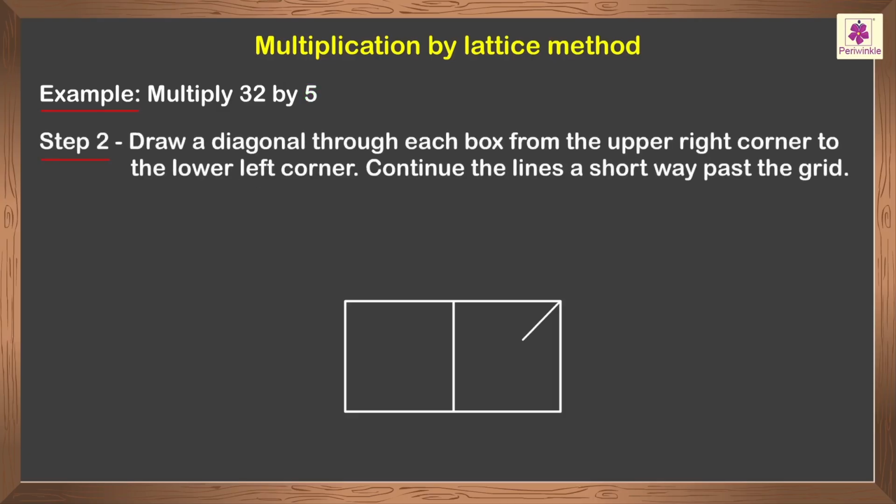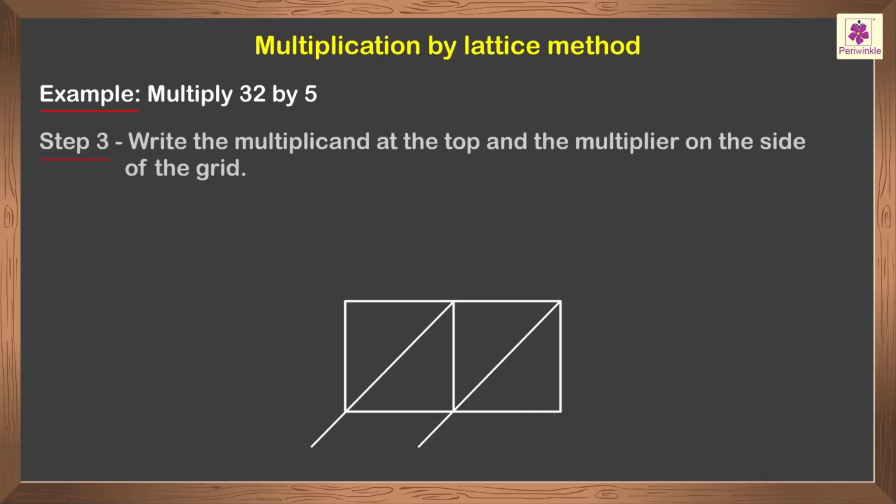Step 2. Draw a diagonal through each box from the upper right corner to the lower left corner. Continue the lines a short way past the grid. Step 3. Write the multiplicand 32 at the top and the multiplier 5 on the side of the grid like this.